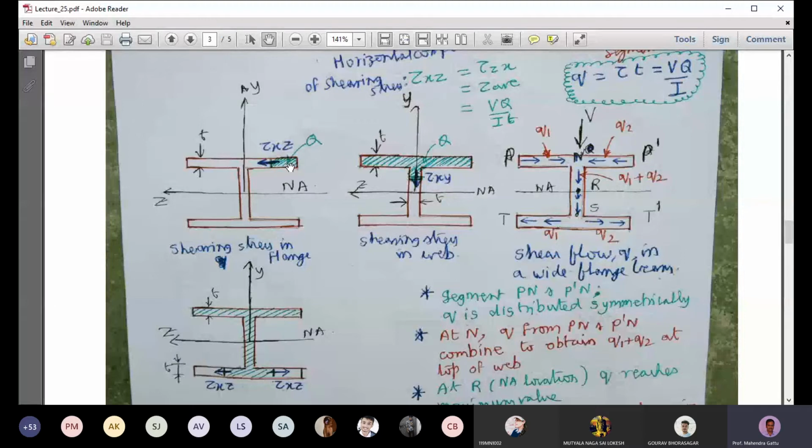Now as we start from this edge and the cut section moves towards the plane of symmetry, what will happen is the Q value will keep increasing. The direction will remain the same. Similarly, if you cut a cross section there, the shear stress will act towards the plane of symmetry, so it will act in the rightward direction. And as your cut section moves towards the plane of symmetry, the Q value will keep increasing. Okay, so the shear stress will keep increasing from this point onwards towards the plane of symmetry.